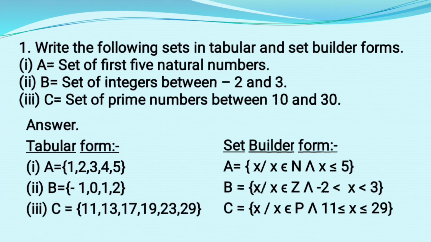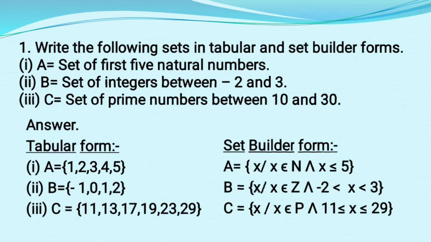For B, -1, 0, 1 and 2. These are the integers which lie in between -2 and 3. You will not write -2 and 3. For set C, prime numbers, you have to write prime numbers between 10 and 30: 11, 13, 17, 19, 23, 29. All these numbers are prime numbers.